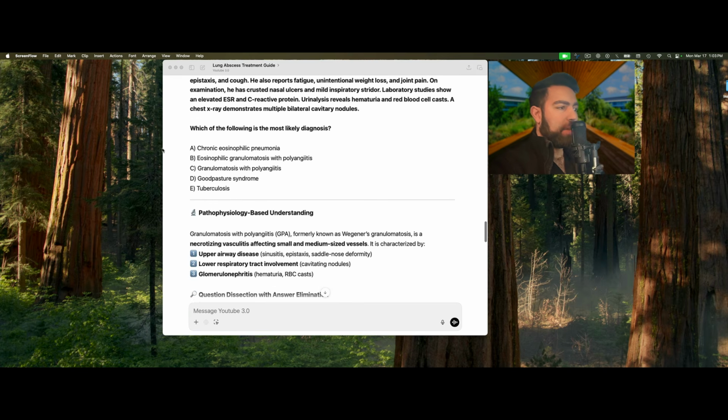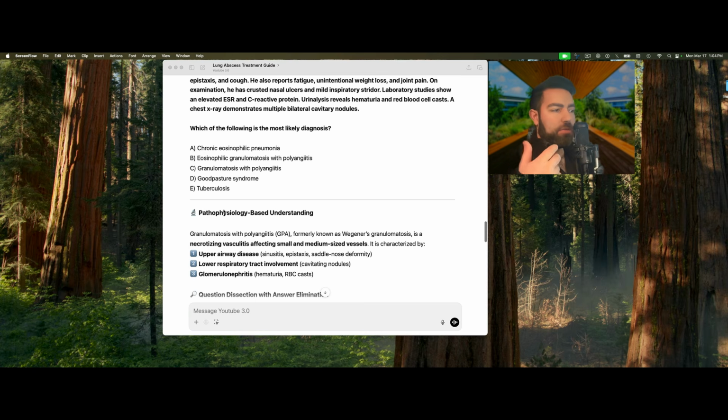So when you go through the pathophysiology, of course, this is granulomatosis with polyangiitis, or GPA, previously called Wegener's granulomatosis. It is a necrotizing vasculitis. It affects the small and medium-sized vessels. It is characterized by upper airway disease, like this patient had: sinusitis, epistaxis, saddle nose deformity. Now, the boards may only tell you about the sinus problems and recurrent sinus infections, or they may tell you more subtle things. Lower respiratory tract involvement, maybe cavitary nodules, and could be bilateral.